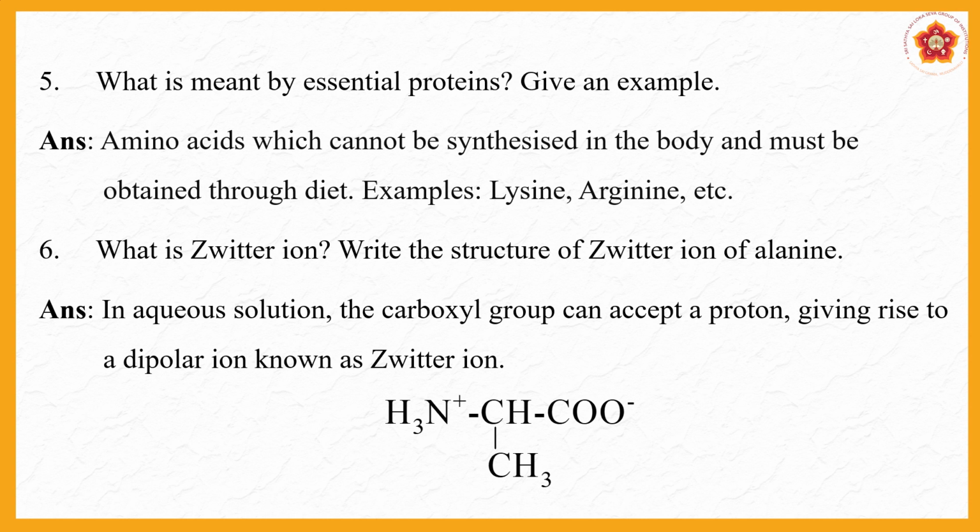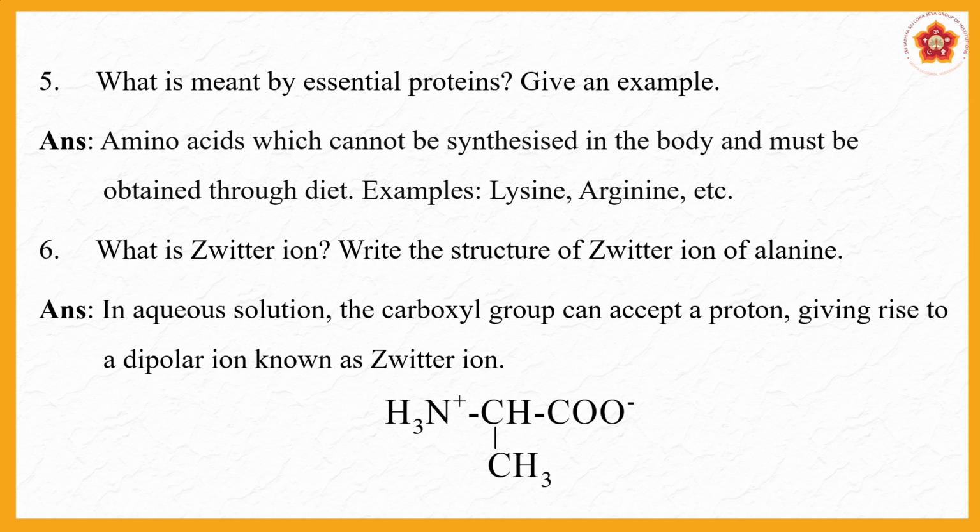Sixth question is, what is a Zwitter ion? Write the structure of the Zwitter ion of alanine. A Zwitter ion means that in aqueous solution the carboxyl group can give up a proton, giving rise to a dipolar ion known as a Zwitter ion. The structure of the Zwitter ion of alanine is NH3 plus, CH, the CH attached to CH3 and COO minus. You can see that both positive and negative charges are present on the compound: minus for the COO and plus for the NH3. That is the Zwitter ion of alanine.